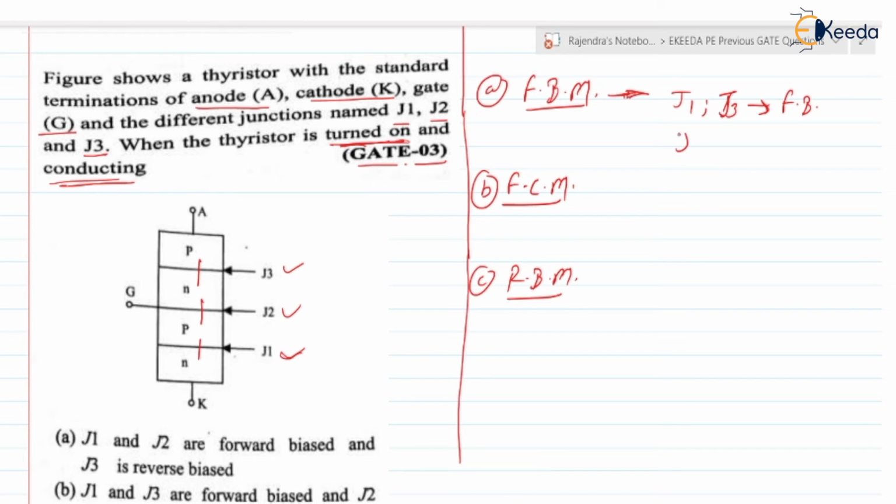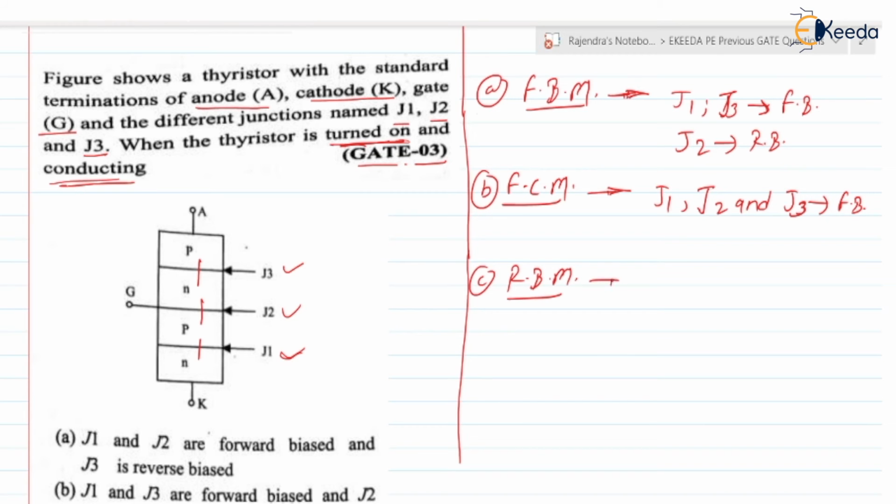But what about J2? J2 will be in reverse bias. So J1 and J3 are forward biased and J2 is reverse biased. This is for the forward blocking mode. In the forward conduction mode, with the help of a gate pulse, we have forward biased the junction J2. Due to that, J1, J2 and J3 will all be in forward bias, in the conduction mode.